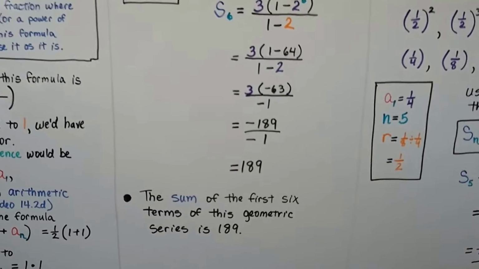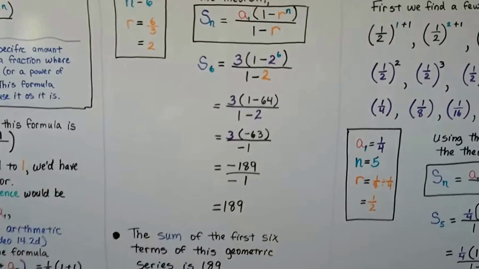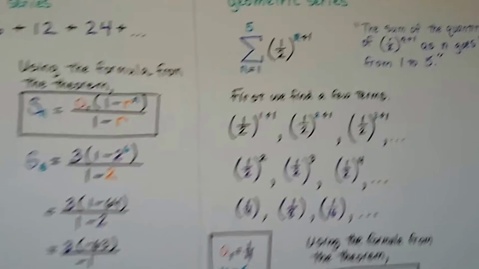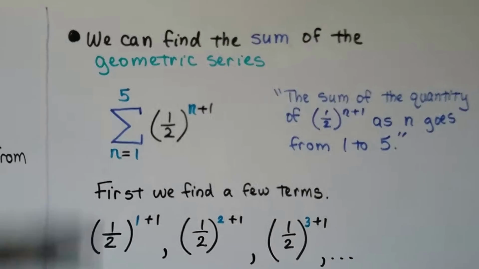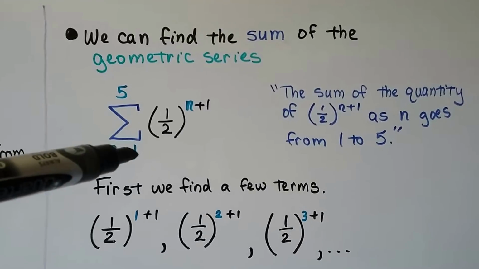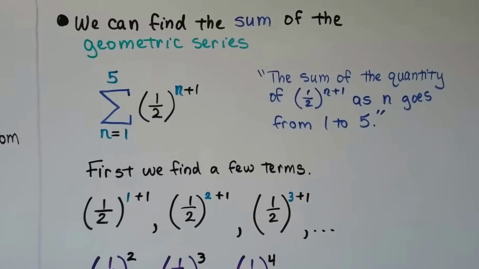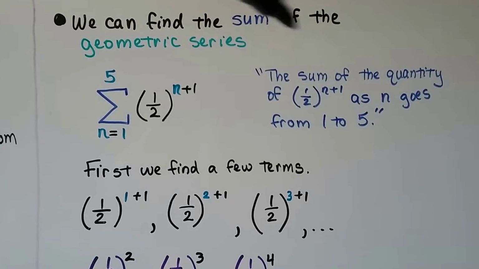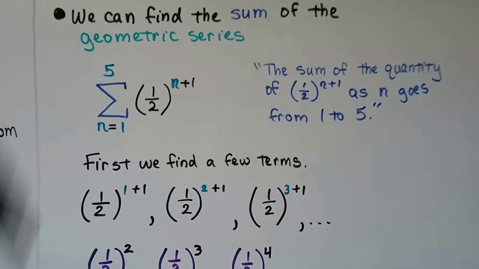Okay? See how I got that? We plugged in what we knew. All right? We can find the sum of the geometric series. We did this. The sum, we know it's going to go from 1 to 5, and this is the sum of the quantity of a half to the n plus 1 as n goes from 1 to 5.